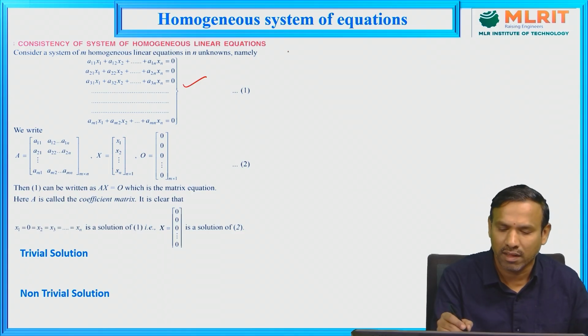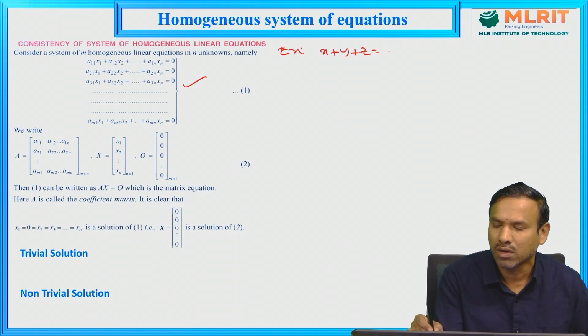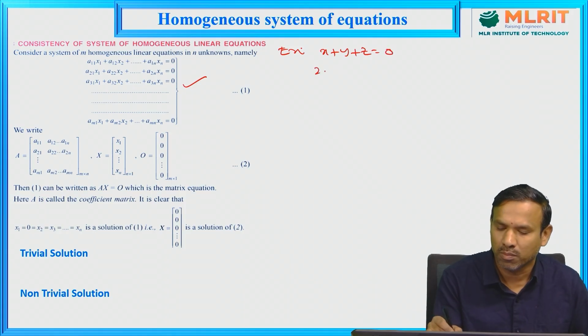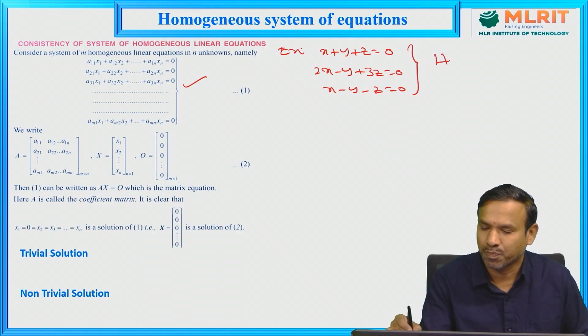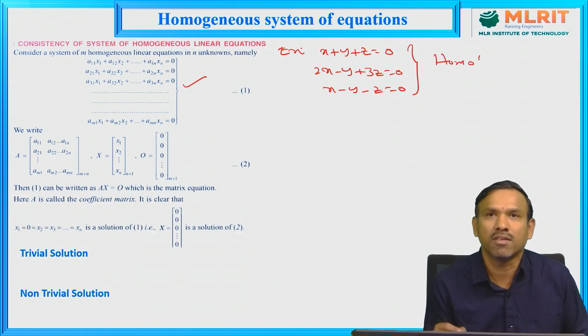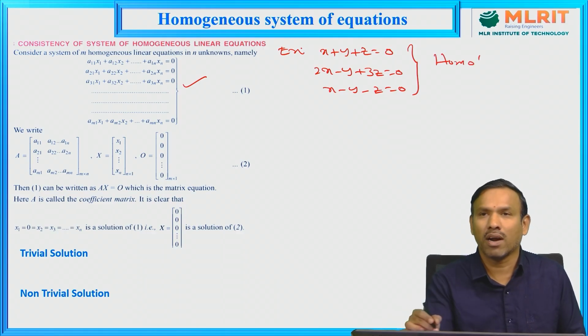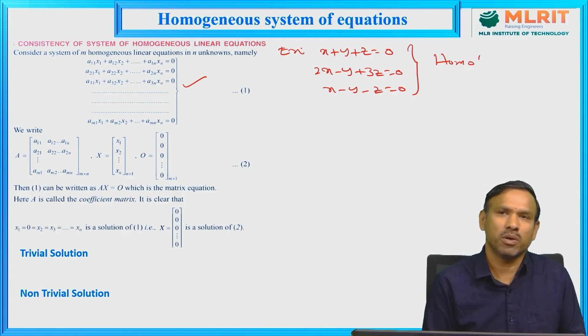Look at the example here. What do you mean by the homogeneous system? Suppose we have three variables: x plus y plus z is equal to 0, 2x minus y plus 3z is equal to 0, x minus y minus z is equal to 0. Clearly it is a homogeneous system. How can we say? No constants are involved, only variables, in three variables x, y, z. This type of system we are going to solve.